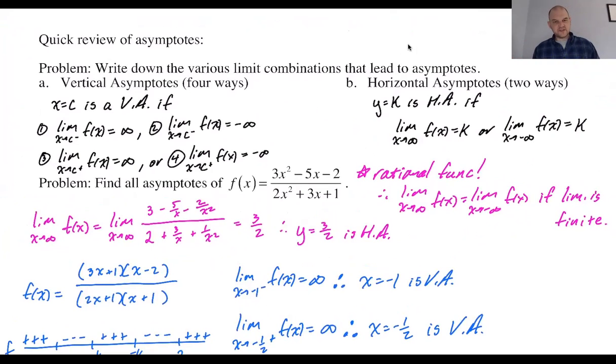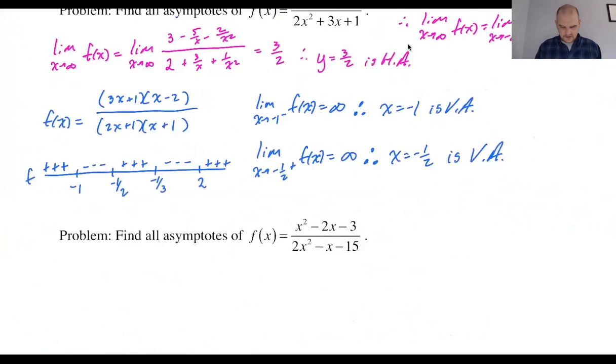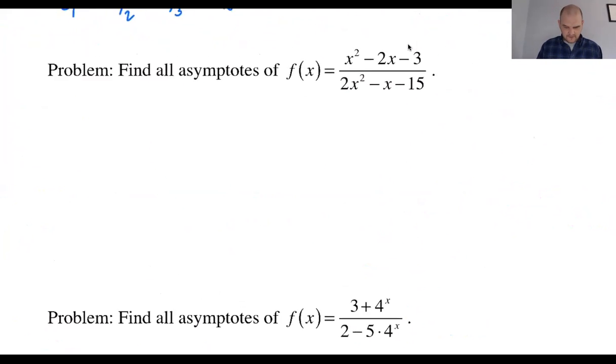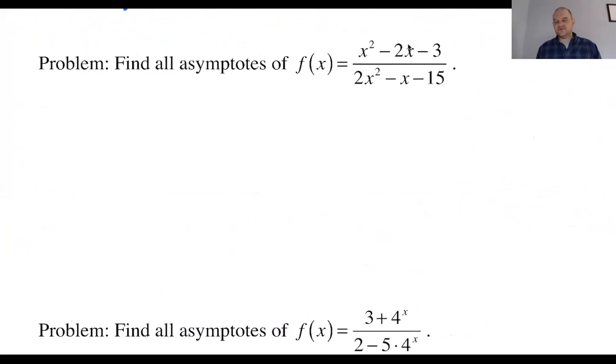So sometimes it's the limit as x approaches c, and you get infinity or negative infinity. Other times it's the limit as x approaches infinity or negative infinity, and you get a constant. So let's see if we can do this problem. All right, rational function. If it's a rational function, then we know that the limit to infinity and negative infinity will be the same, so we just do one of them.